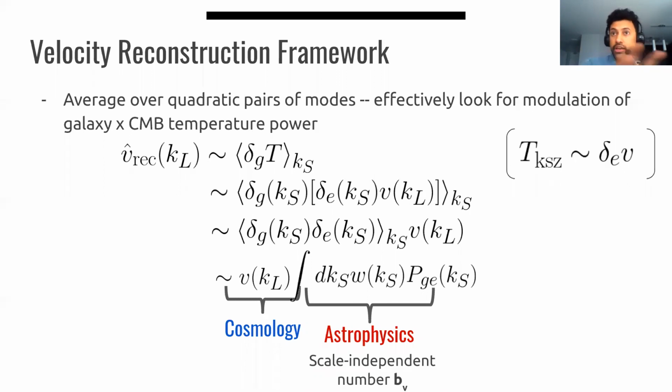So if you combine a galaxy survey and a CMB survey, you can get some cosmological information from it, but it's a scale dependent part of the cosmic velocity field. The overall amplitude or normalization of that velocity field is completely uncertain.